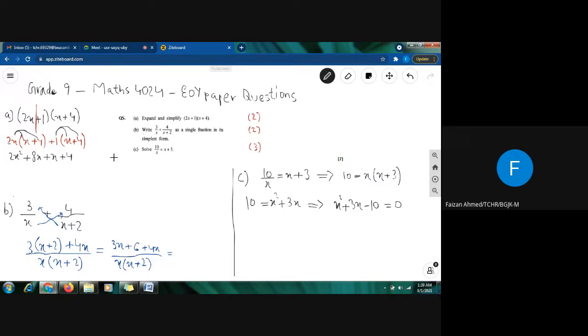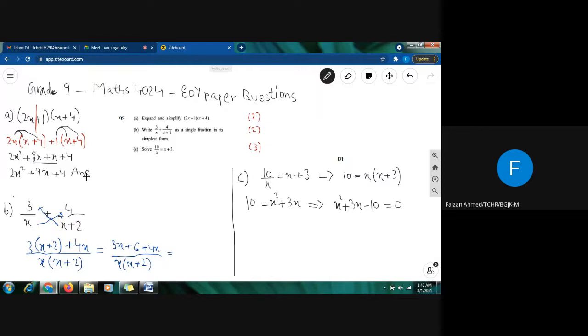Simplification means we have to add the like terms, and there are only two like terms, 8x plus x. So we will just add them. 2x square will be as it is, and 8x plus 1x will be 9x. And positive 4 will be as it is. Since there are no more like terms left, this will be our answer, because we only have to do two things in this question. The first was expand, and the second was simplify. So 2x square plus 9x plus 4 is our final answer, and that is a 2-mark question.